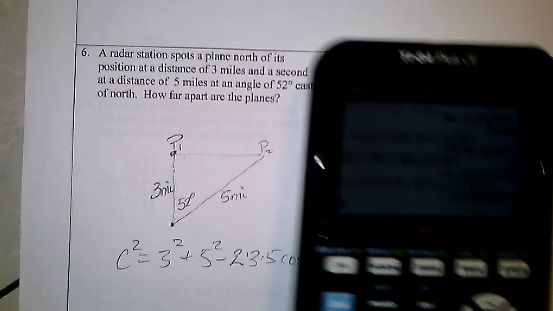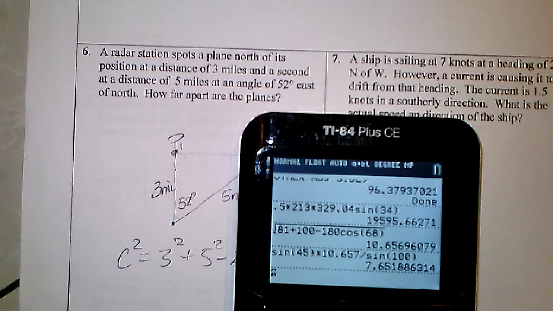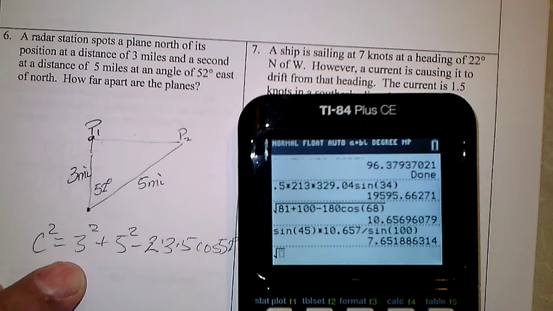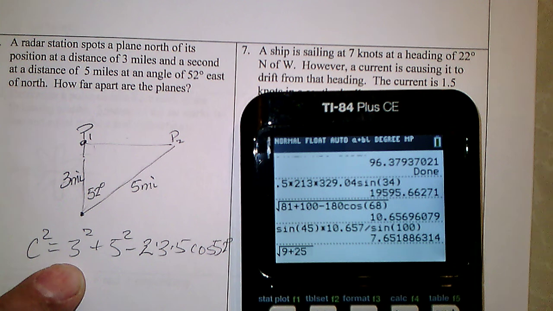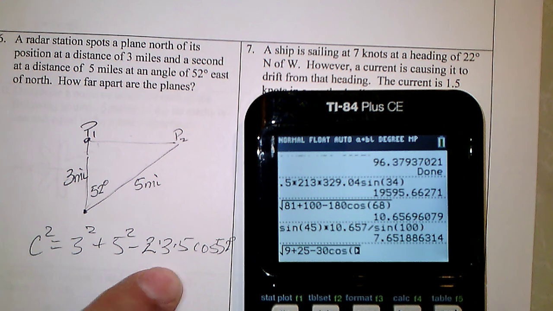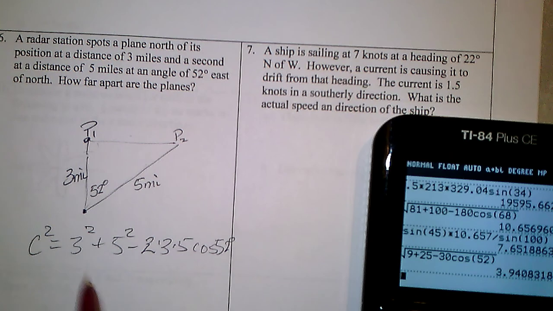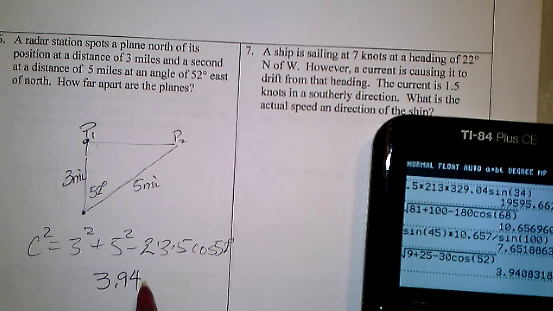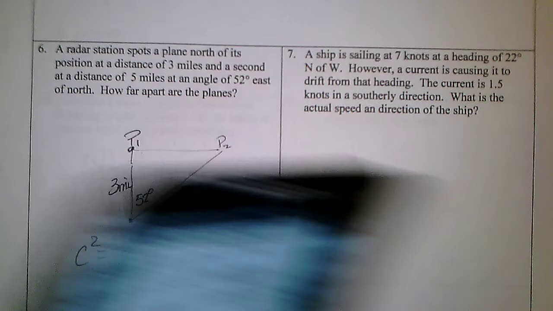Then take the square root of both sides, so we get the square root of 9 plus 25 minus 30 cosine 52, and we get that they are 3.94 miles apart. Close to right triangle, but not quite, because that's not 4, it's 3.94.